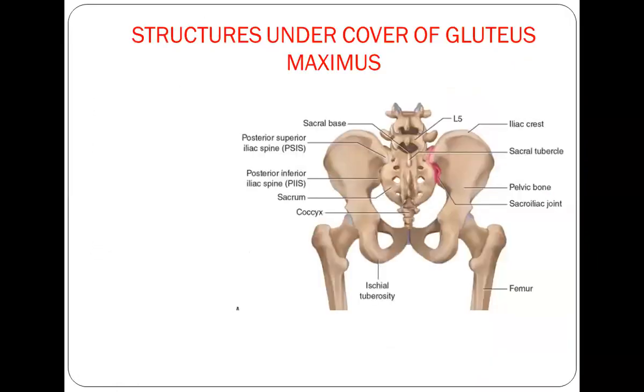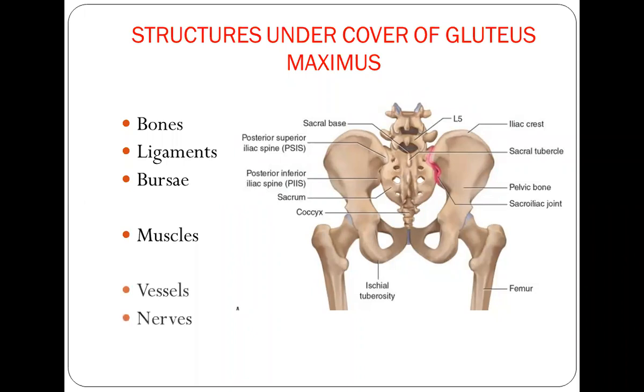Okay, now we come to the really important part of today's class. I know I keep saying this, but please learn it well if you want to perform well in your exam. So, structures under cover of gluteus maximus: there are bones, ligaments, bursae, muscles, vessels, and nerves. This can be asked as a short essay for you, or it can be asked as the major viva discussion topic.